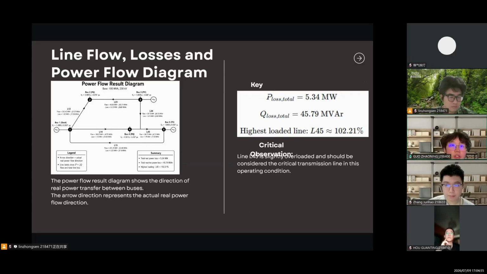So the key results show that the total real power loss is 5.34 megawatts, and the total reactive power loss is 45.79 megavars. The most important result is that line 45 has the highest loading, about 102.21%, which means it's slightly overloaded. Next.